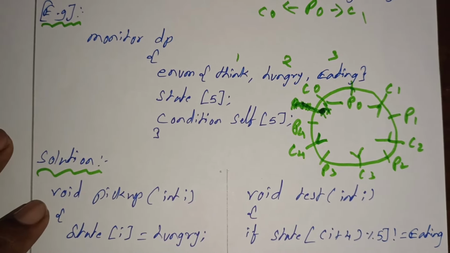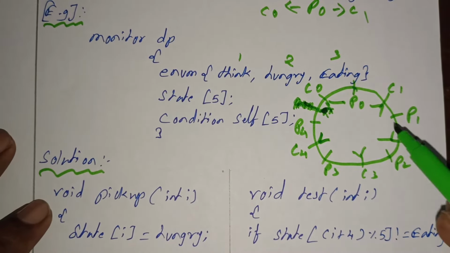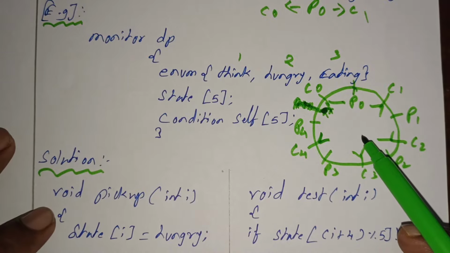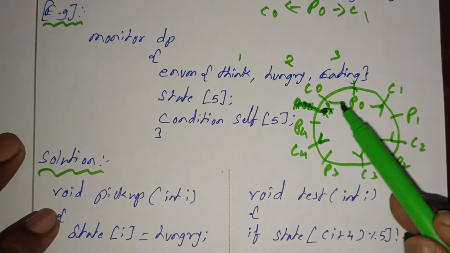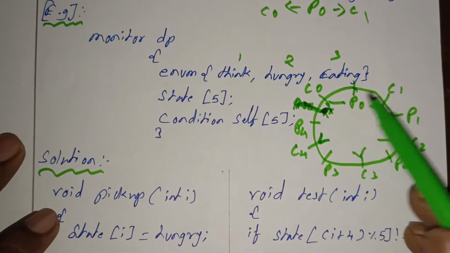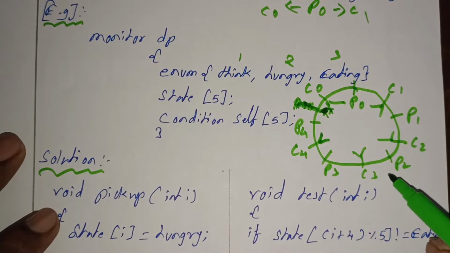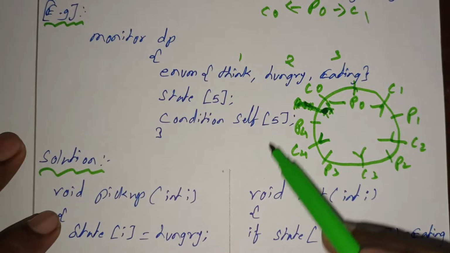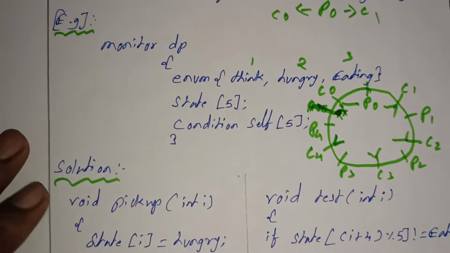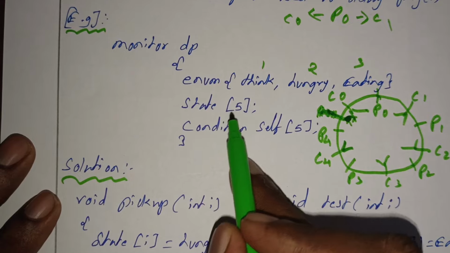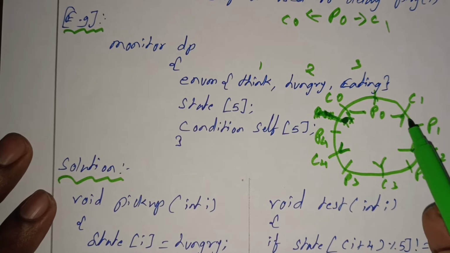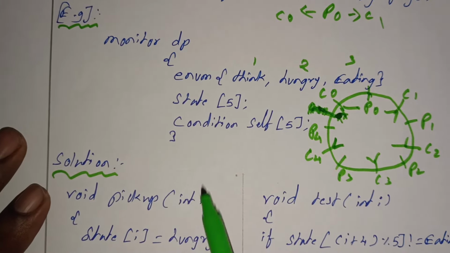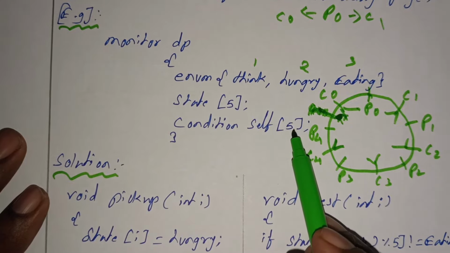Now you can understand there are totally 5 philosophers sitting at a dining table, and each and every philosopher will have adjacent chopsticks. Philosopher 1 will have 2 adjacent chopsticks. Every philosopher will have this. So the state here is 5, totally 5 philosophers, 5 chopsticks, and the condition self is also 5.